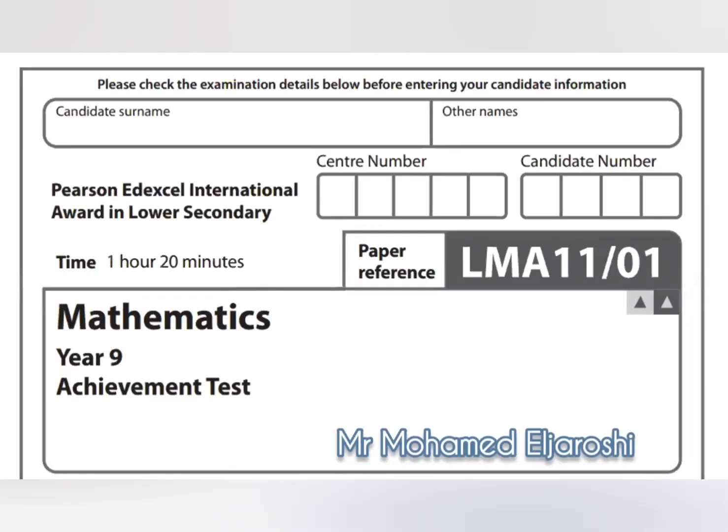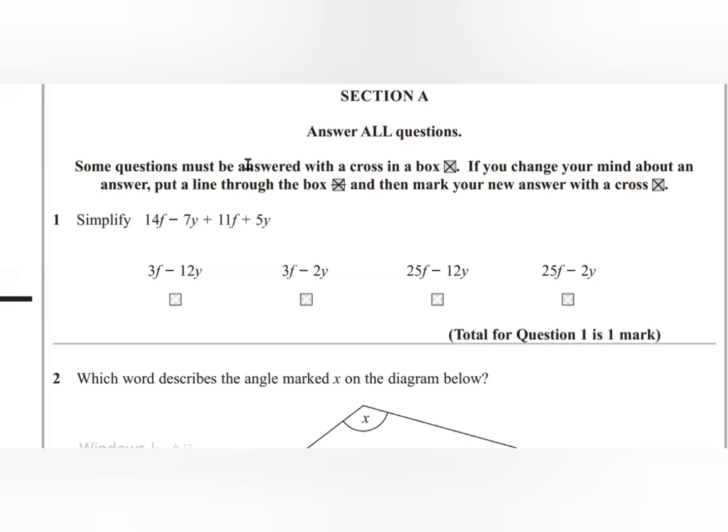In this video we're going to talk about the Mathematics Year 9 Achievement Test, June 2021. Section A, Question 1. Simplify 14f minus 7y plus 11f plus 5y. In simplifying, it means we're going to make it as simple as possible. To do that, we're going to add and subtract the like terms.